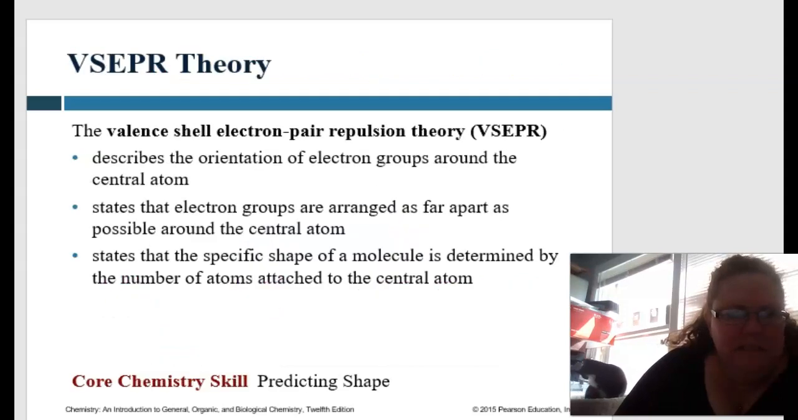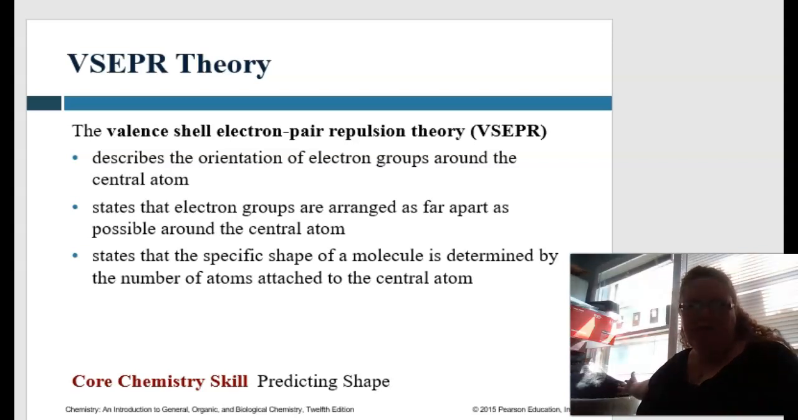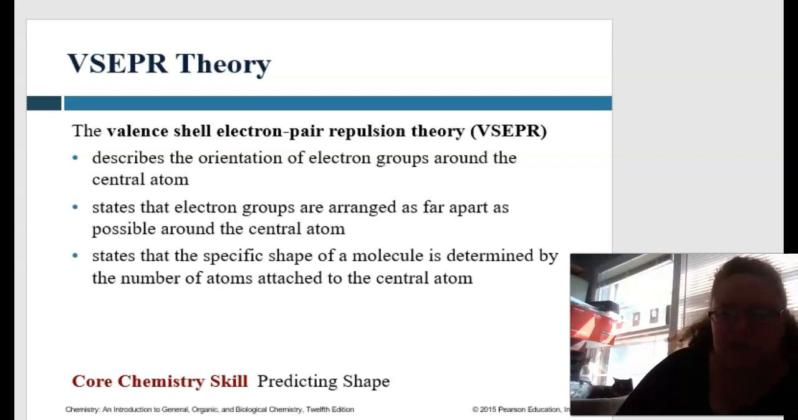So the VSEPR theory, this is the longhand of the valence shell electron pair repulsion theory, or VSEPR theory. And this is going to describe the orientation of electron groups around that central atom. And this states that the electron groups are arranged as far apart as possible around that central atom, and therefore the specific shape of a molecule is determined by the number of atoms that are attached to that central atom. Okay, so what are we doing?